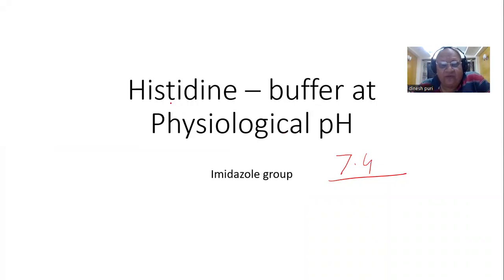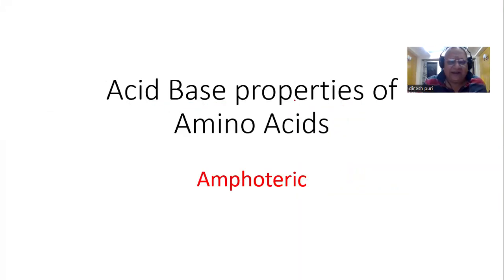So I thought of making this again, although there may be some repetition, because this is the point where I have seen that the students make maximum mistakes. They say that an amino acid acts as a buffer at the isoelectric pH. So there is a lot of confusion. To the best of my understanding, I will try to clarify some of this.